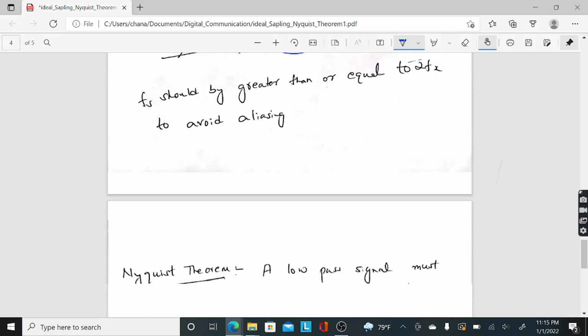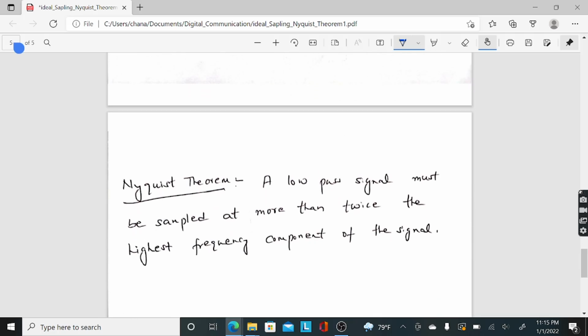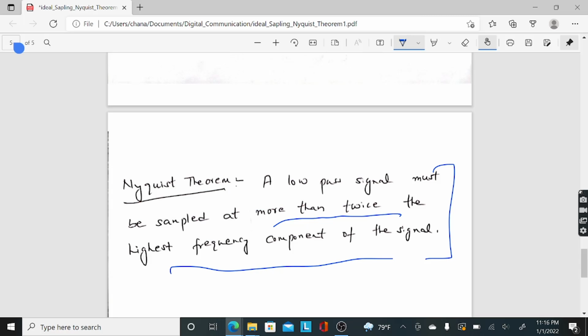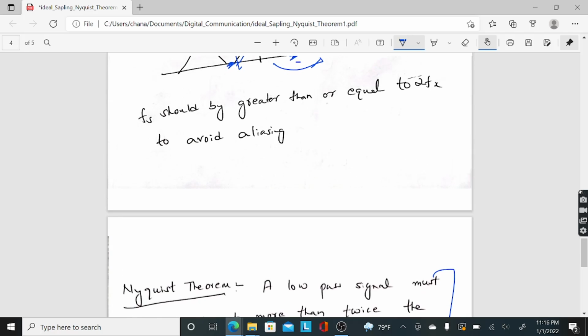Just to phrase it, the Nyquist theorem says a low pass signal must be sampled at more than twice the highest frequency component of the signal. So the Nyquist theorem is for a low pass signal, and it just describes what we discussed mathematically above.